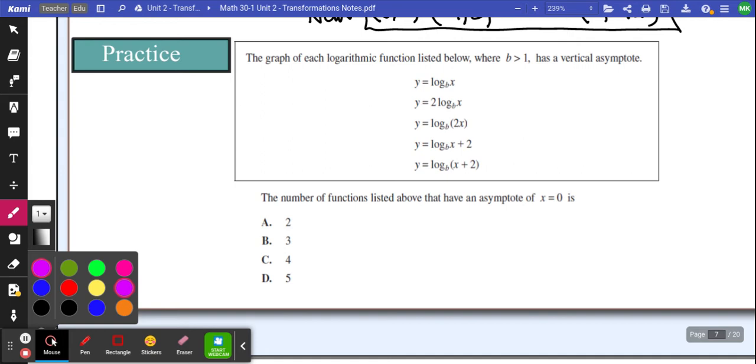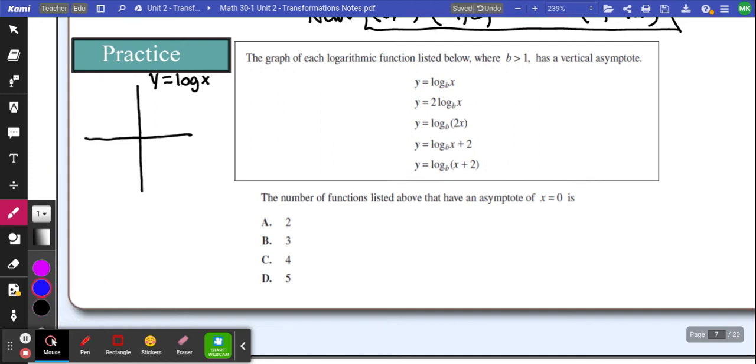Okay, let's talk about just our basic log function. Again, the proper term would be like the mother function. This is just like your regular log function. What would it look like? So y equals log of x. It looks like this. Goes up and curves. That is your regular log function.